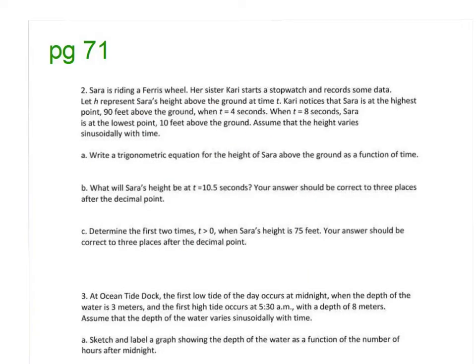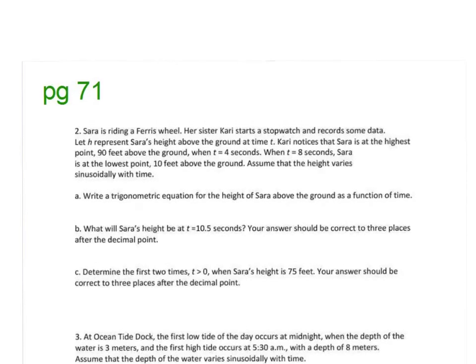Okay, page 71, our second question. Sarah is riding a Ferris wheel. Her sister, Carrie, starts a stopwatch and records some data. H is her height above the ground. Carrie notices that Sarah is the highest, 90 feet, at 4 seconds, and at 8 seconds she's at the lowest, at 10. So let's draw a little graph because I cannot do these problems without a picture.